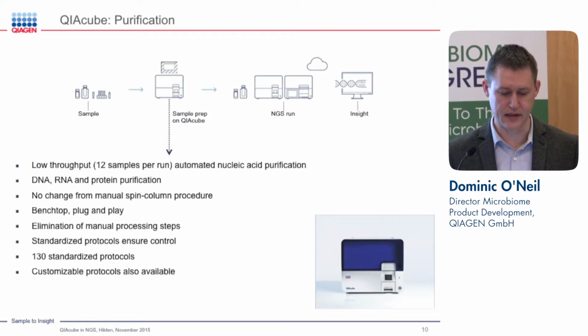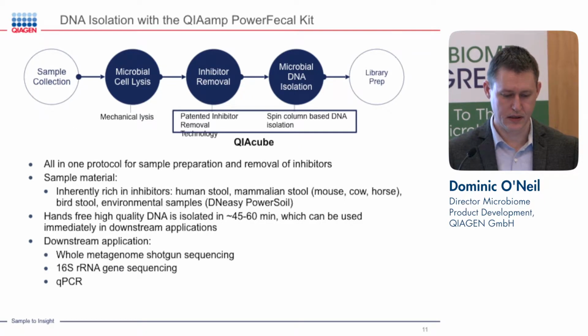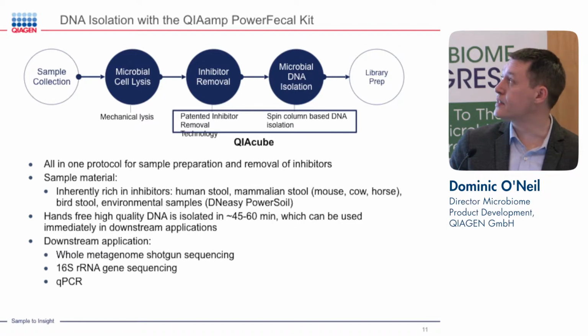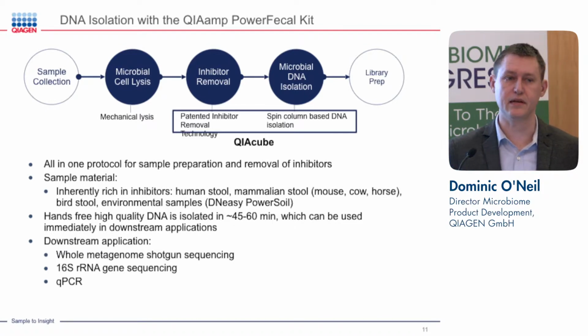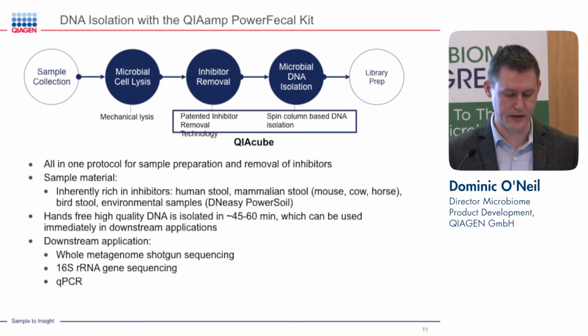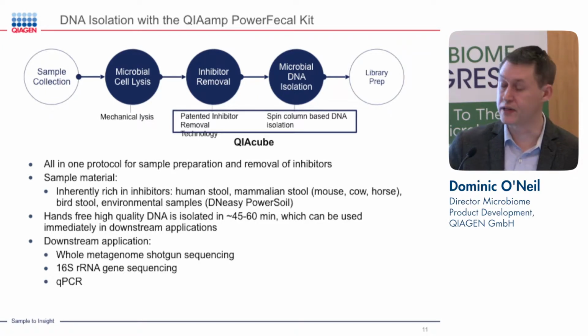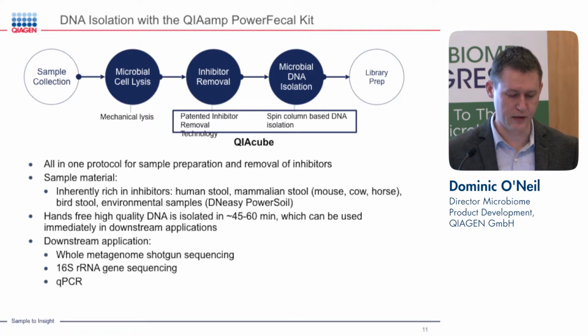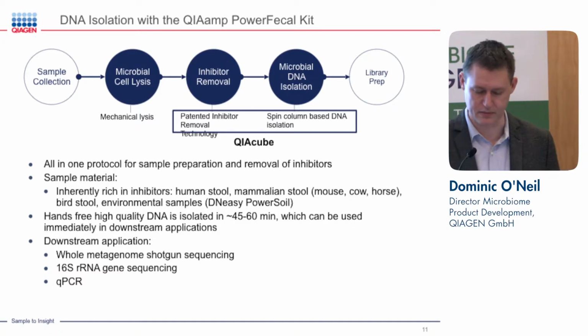In the case of the QIAamp PowerFecal Kit, you start with your sample collection, you will do the microbial cell lysis off-board as usual. We take our PowerBead tubes, in this case a bead beating step, to break open all of the microbial cells that are present. And take the supernatant from that, you can put that on the QIAcube, and the QIAcube will go through the inhibitor removal technology as well as a spin column-based DNA isolation in a totally automated way, and you'll end up with eluate, which is appropriate for the downstream applications, whether it's whole genome sequencing, 16S sequencing, or PCR.